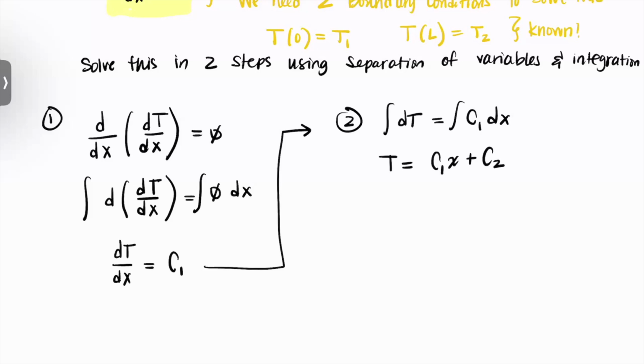Okay, so this is where my 2 boundary conditions come in because I have a C1 and a C2 that I need to sort out. And so I will apply them now. So first, I want to use that T equals T1 at x equals 0. So I have T1 is equal to C1 times 0 plus C2, which means that C2 is equal to T1.